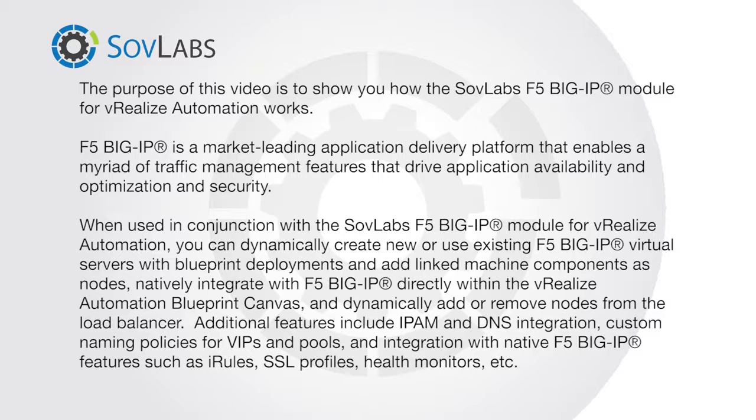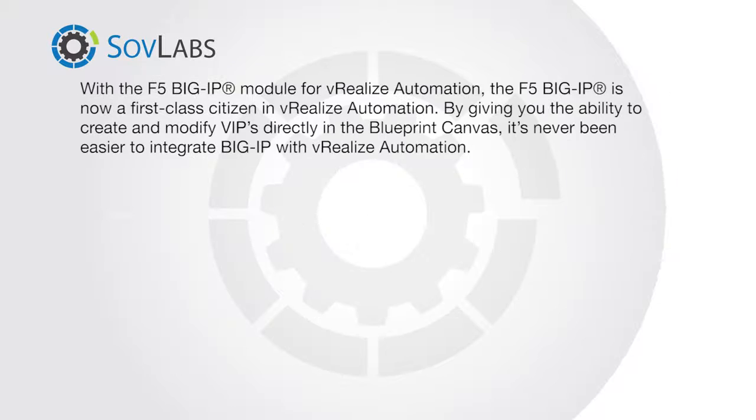natively integrate with the F5 BIG-IP directly within the vRealize Automation blueprint canvas, and dynamically add or remove nodes from the load balancer. Additional features include IPAM and DNS integration, custom naming policies for VIPs and pools, and integration with native F5 BIG-IP features such as iRules, SSL profiles, health monitors, and the like. With the F5 BIG-IP module for vRealize Automation, the F5 BIG-IP is now a first-class citizen in vRealize Automation. By giving you the ability to create and modify VIPs directly in the blueprint canvas, it's never been easier to integrate BIG-IP with vRealize Automation.